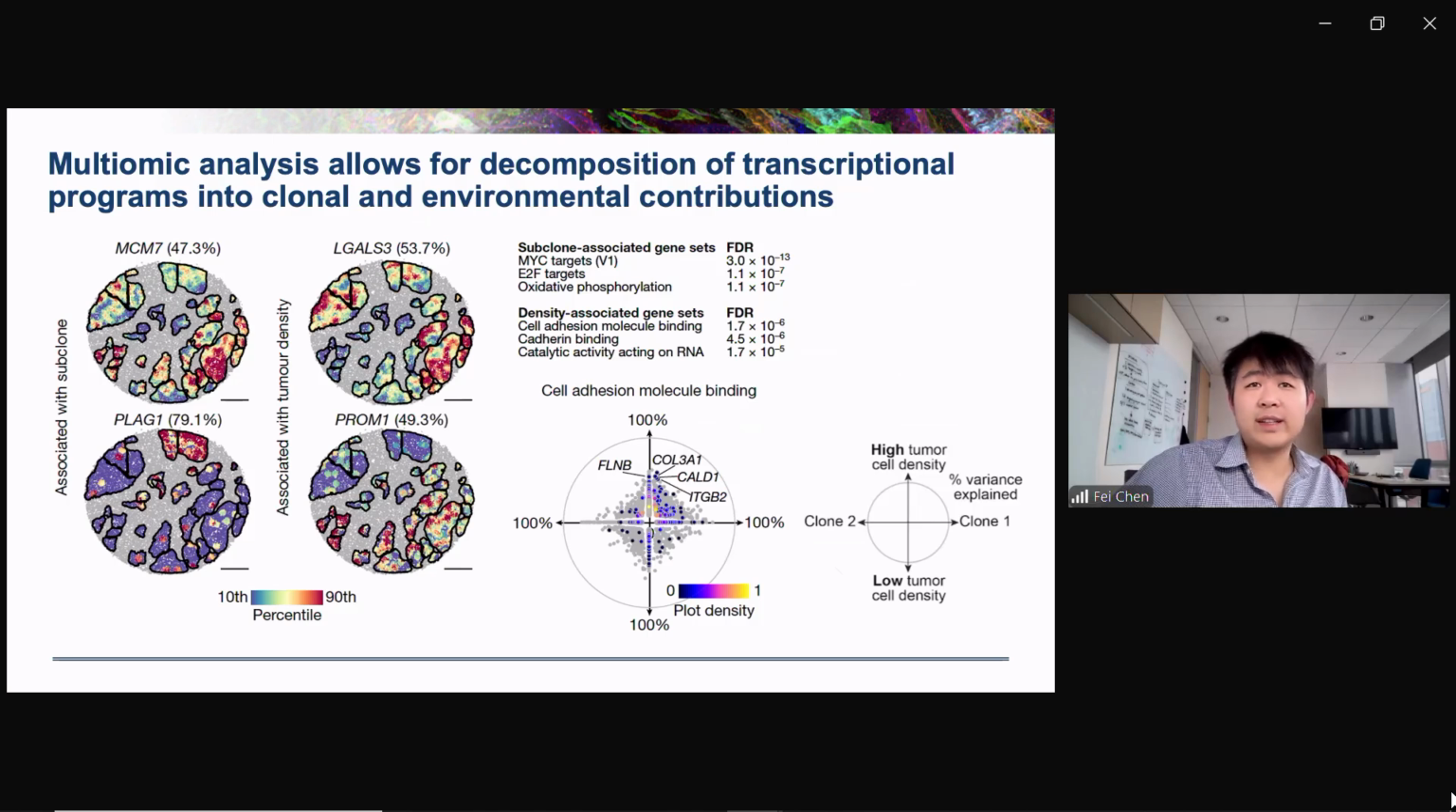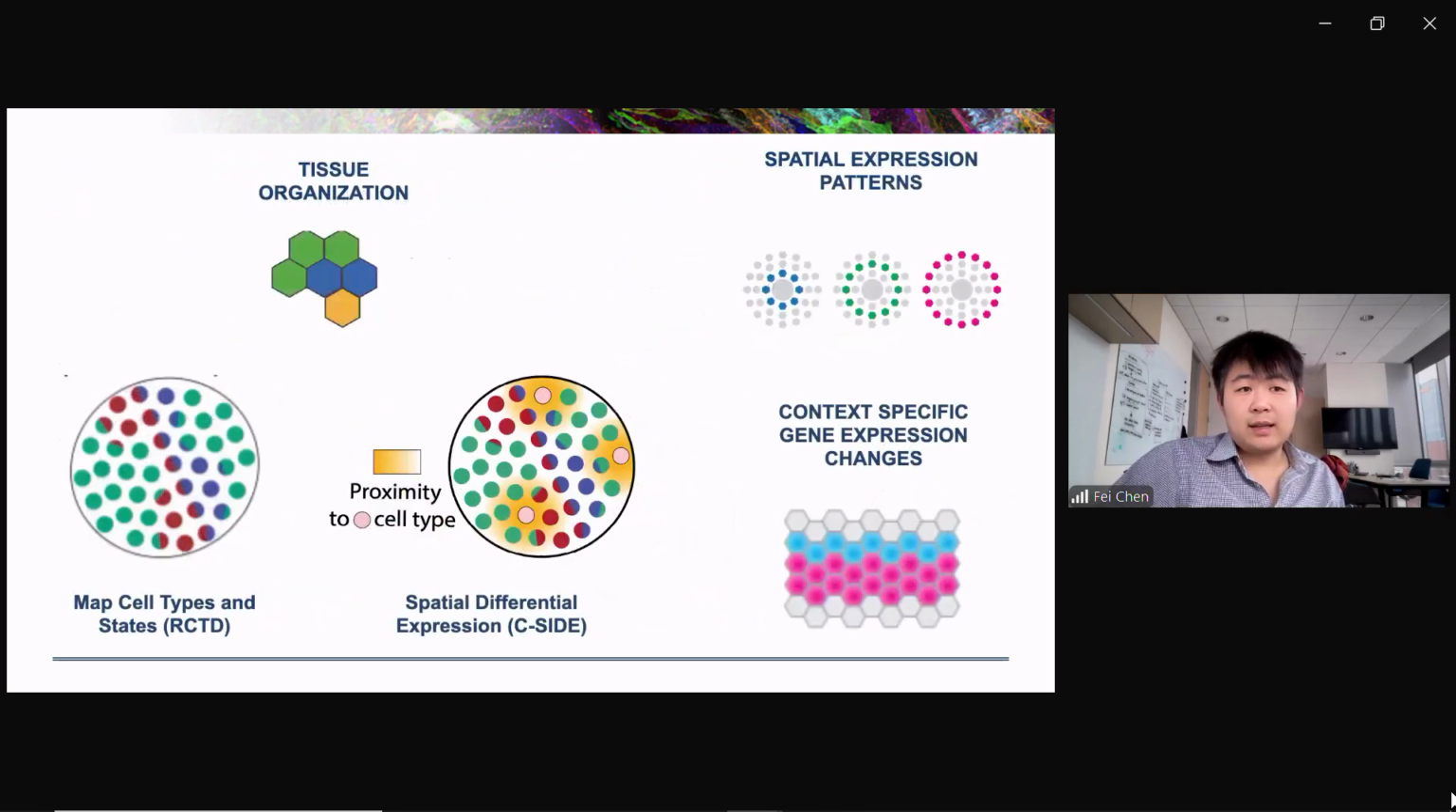This is just one example of how we're trying to decompose transcriptional programs into clonal and environmental compositions. As I said, here we're trying to decompose tissue organization. We map the cell types and states, and then we try to explain differential expression as a function of tissue context.